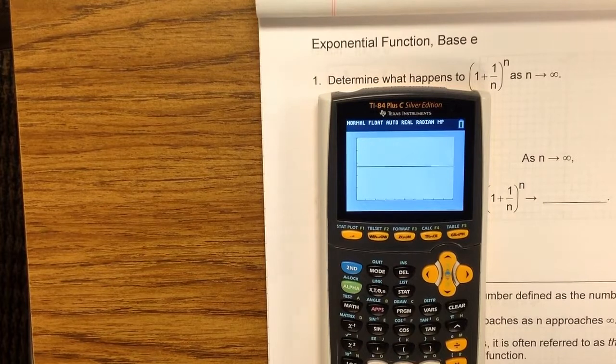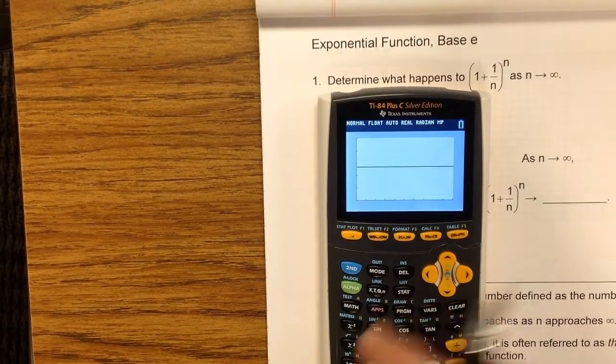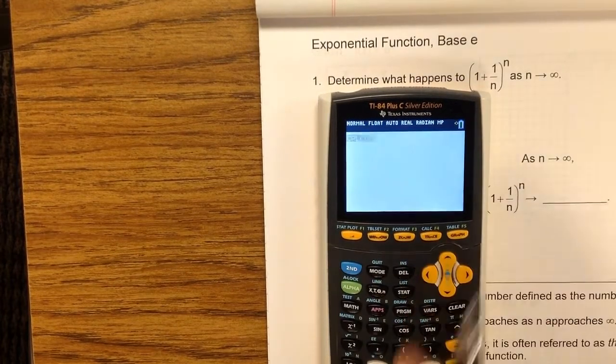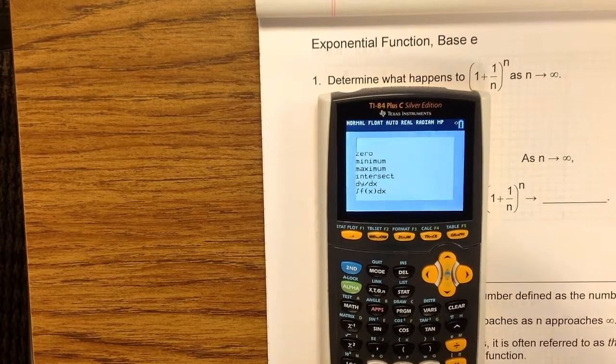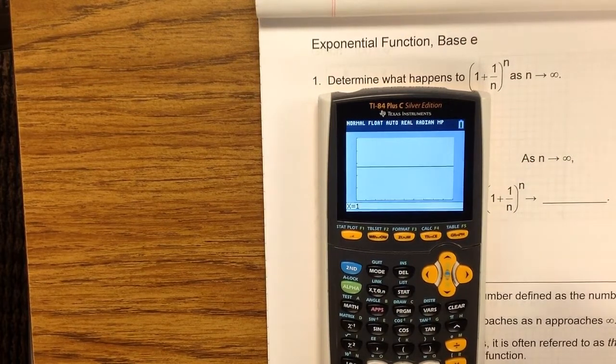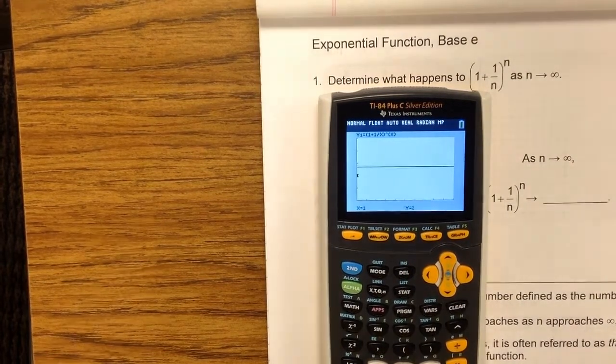When I graph this, it looks like pretty much a horizontal line, and it's pretty close to that. Not exactly, but pretty close. So to plug in values here, I'm going to hit second trace. Number 1 says value. I'm going to start by putting in x equals 1, press enter. I get y equals 2.